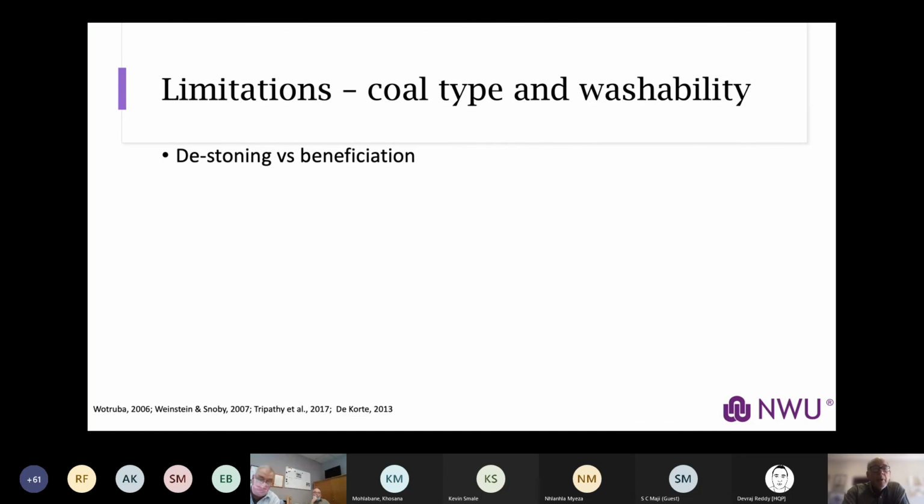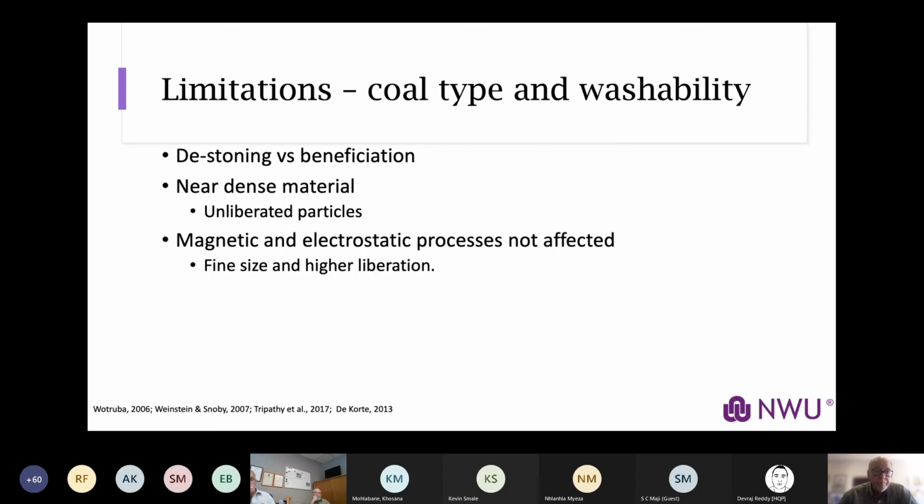Destoning tends to work very well. Beneficiation, you start getting into trouble, and the reason for that is the near-dense material has a huge part to play, the unliberated particles. Also, most of these machines, the cut points are fairly high on the density range. So yes, for destoning, proper beneficiation, a little bit more tricky.